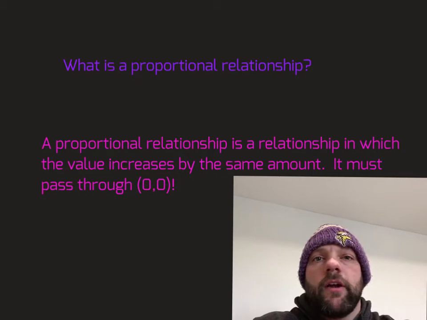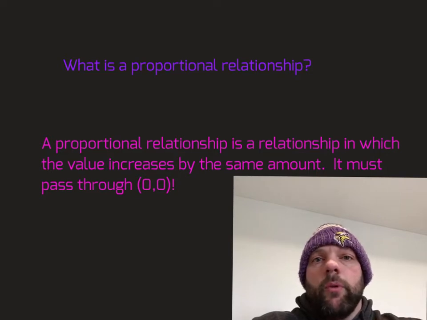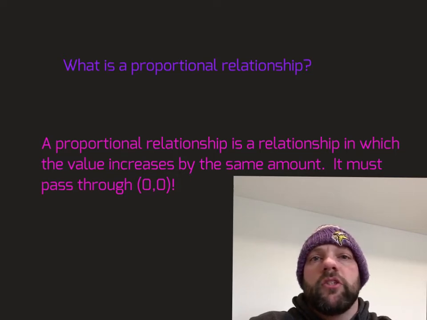So if I'm looking at a graph, it needs to pass through 0, 0. If I'm looking at a table, it needs to be able to go through the points 0, 0. So that's going to be our most important indicator as far as what's a proportional relationship.